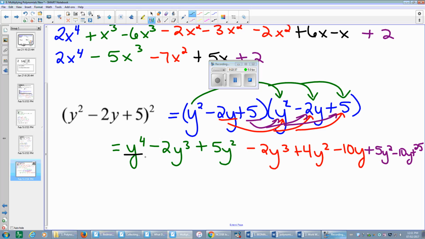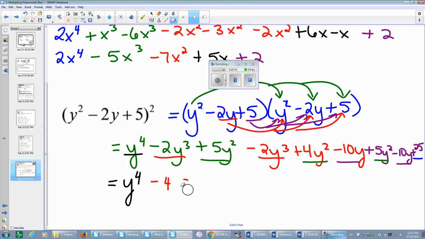Okay, so I'm going to group my terms. I only have one y to the exponent 4 term. Then I'm going to take care of all of my cubes. I have 2 of them. Then all of my squareds. I have 3 squareds. My y's, I have 2 y's, and then I have 1 constant at the end. So I'm going to rewrite my final answer as y to the exponent 4 minus 4y cubed. Oh, I have to group them. Sorry, I'm giving you the final answer. I'm skipping a step. I shouldn't do that. So sorry. Okay, 4y squared.